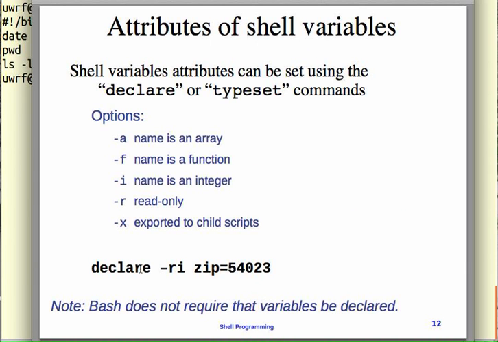Okay, so it turns out, although I said you do not have to declare the type of a variable, you can if you really want to. Well, how do you do that? You use the declare statement. So shell variable attributes can be set using the declare or typeset command. Some of the options are -a for array, and for arrays it's always advisable that you say declare -a and then the name of the array. You can declare things to be a function, it's like a method, or you can say it's an integer.